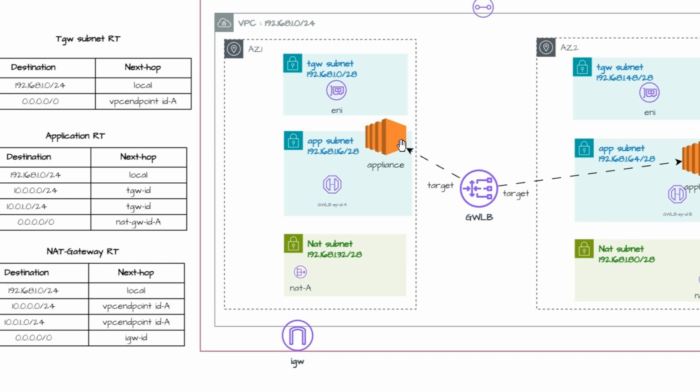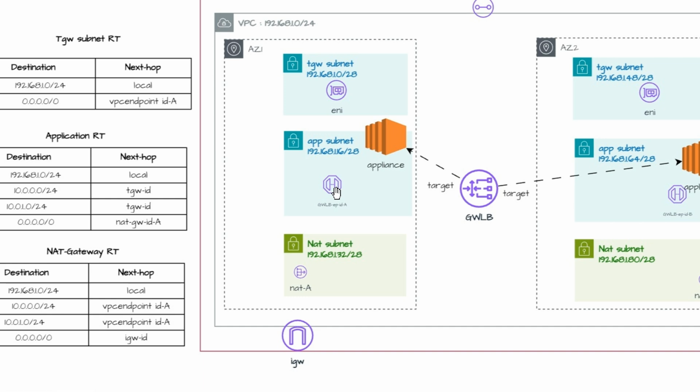The next step, assuming that the traffic is allowed here, is that the virtual appliance re-encapsulates it with the GENEVE header and forwards the traffic to the gateway load balancer. All right, so the gateway load balancer then forwards the traffic back to the VPC endpoint here.